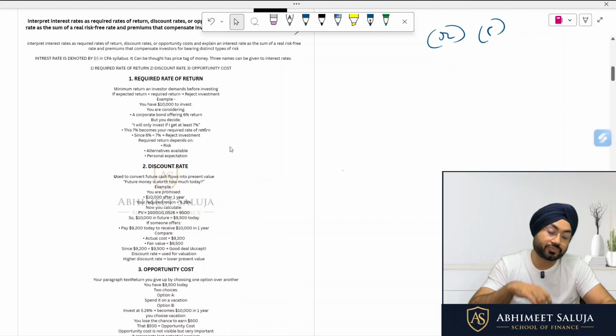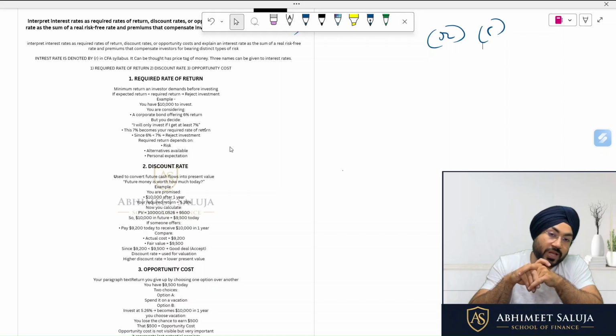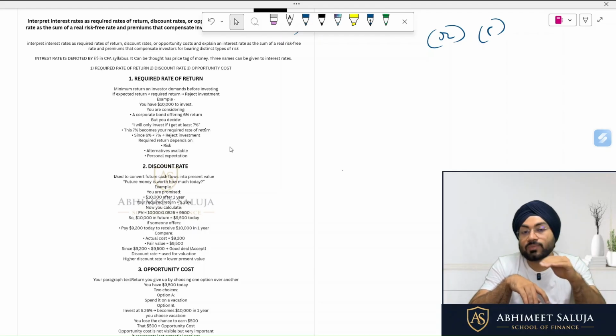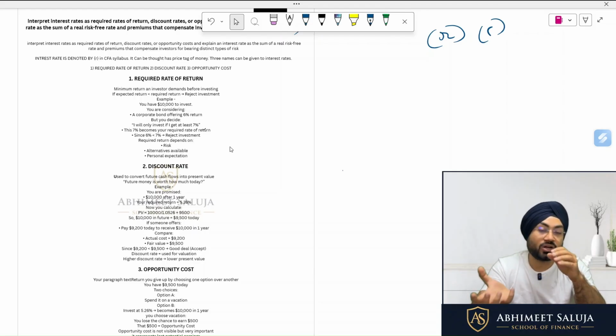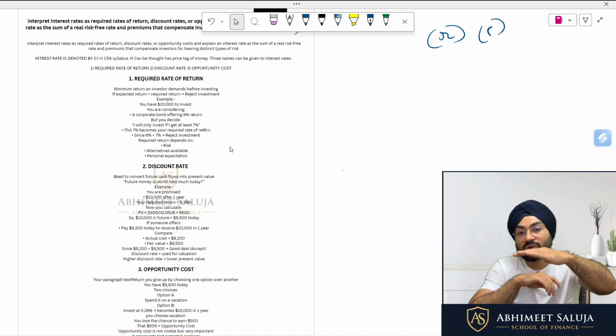Required rate of return. So what is required rate of return? If I have a required rate of return, say suppose 12%, and Reliance share is going to give me a return of 15%, then I'll be investing in that asset class, in that equity share. If I have a required rate of return, say suppose 10%, and TCS is giving me return of 7%, then will I be investing in that TCS share? No, right? So this is required rate of return.